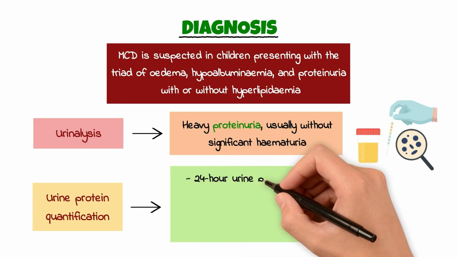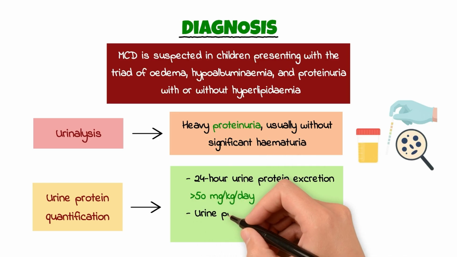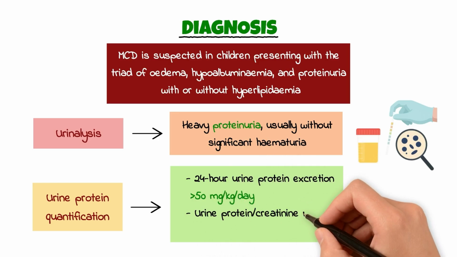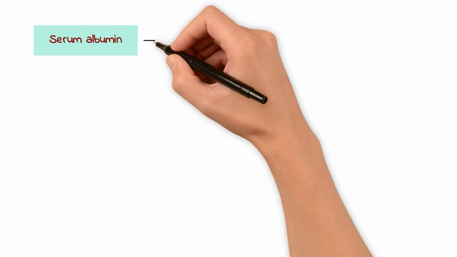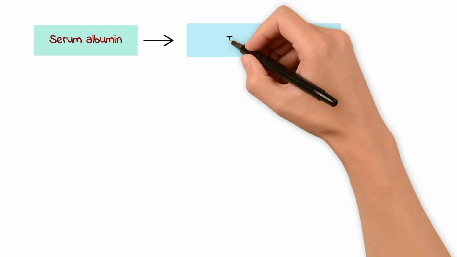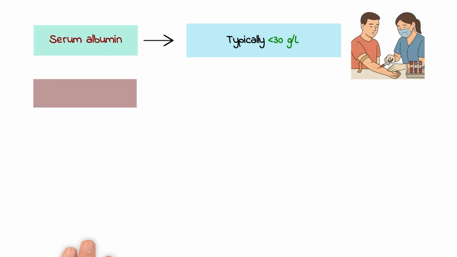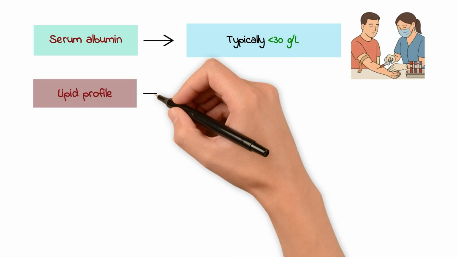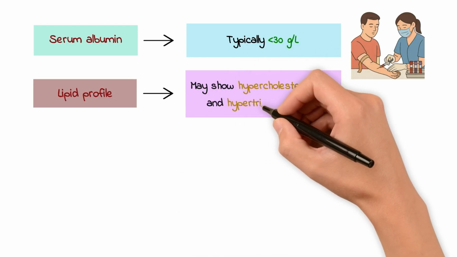24-hour urine protein excretion over 50 mg per kilo per day, or urine protein creatinine ratio over 200 mg per millimole. Serum albumin. Typically less than 30 grams per liter. Lipid profile. This may show hypercholesterolemia and hypertriglyceridemia.